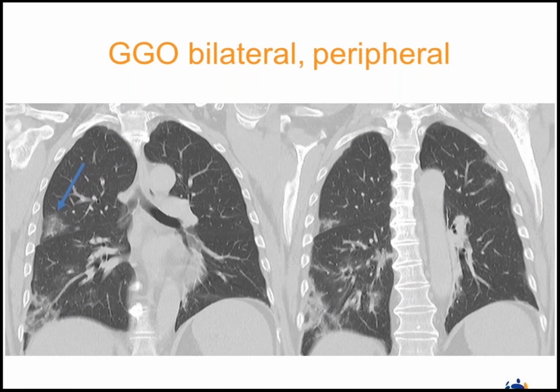And the coronal reformats, again, demonstrate the peripheral nature and that there's a slight basal predominance. So this is also a typical case, but the findings are more mild.